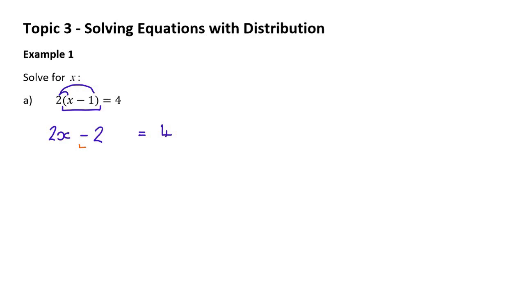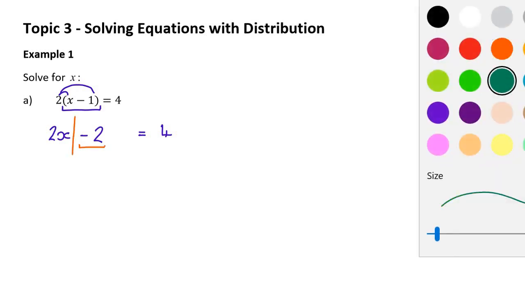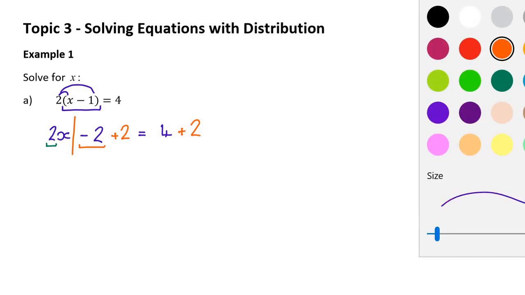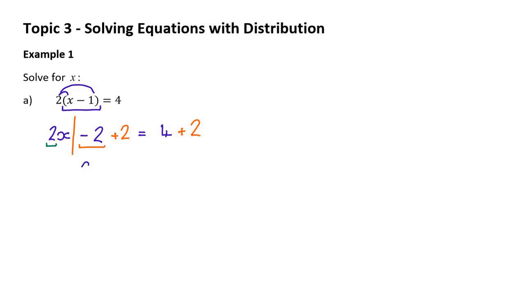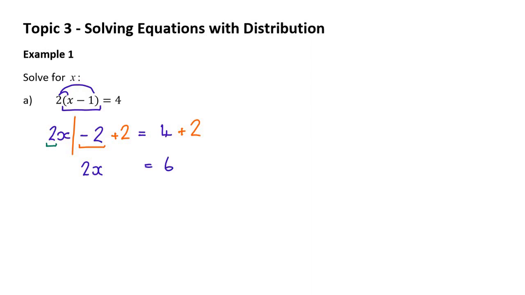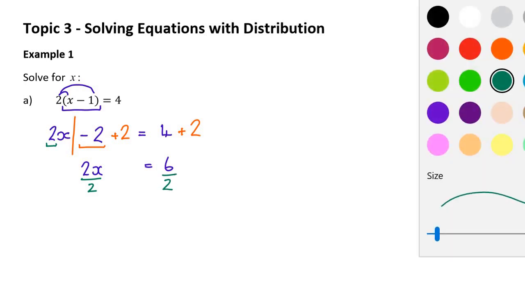So what do I need to get rid of? I need to get rid of subtracting 2, or minusing 2. That's a separate term to x, and then I need to get rid of the fact that I'm multiplying by 2. I would get rid of the subtracting 2 first because it's furthest away from x, so I would add 2 to both sides. My subtract 2 and add 2 cancel. I'm left with 2x equals 6, and now I need to get rid of multiplying by 2, so I divide by 2 on both sides, and I get x is equal to 3.